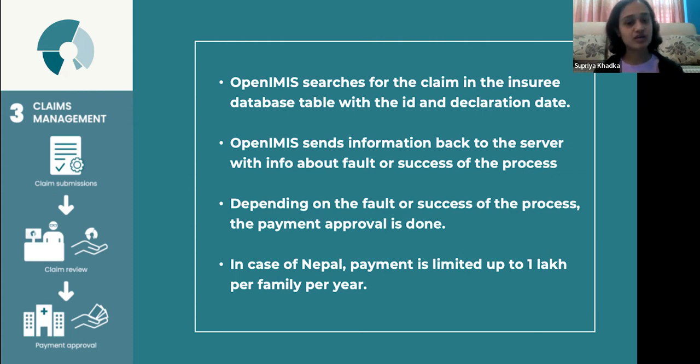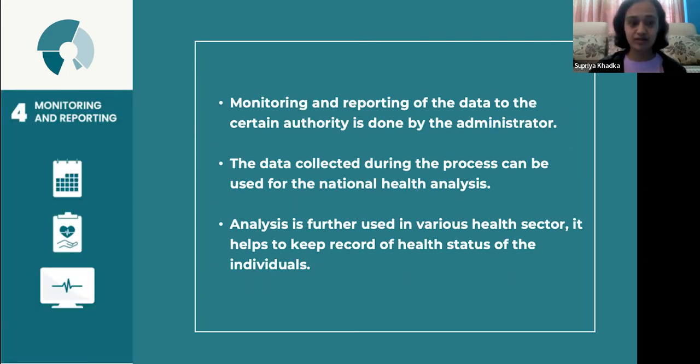In the claims management phase, openIMIS searches for the claim in the insuree database table with ID and declaration date. openIMIS then sends information back to the server with the information about fault or success of the process. Depending on the fault or success of the process, the payment approval is done. After claim management, we move on to the monitoring and reporting phase.